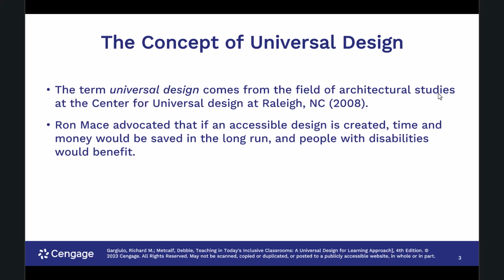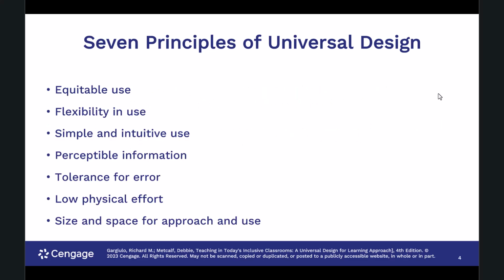So the term universal design actually came from the field of architectural studies, a subject near and dear to my heart as a STEM teacher, at the Center for Universal Design in Raleigh, North Carolina in 2008. And that's when you started seeing it kind of being dabbled with in education, and then it kind of disappeared, and now it's back. Ron Mace advocated that if an accessible design is created, time and money would be saved in the long run, right? Because it's accessible and people with disabilities would benefit from that accessibility. And so he was really the one that said that that's why we needed to do this.